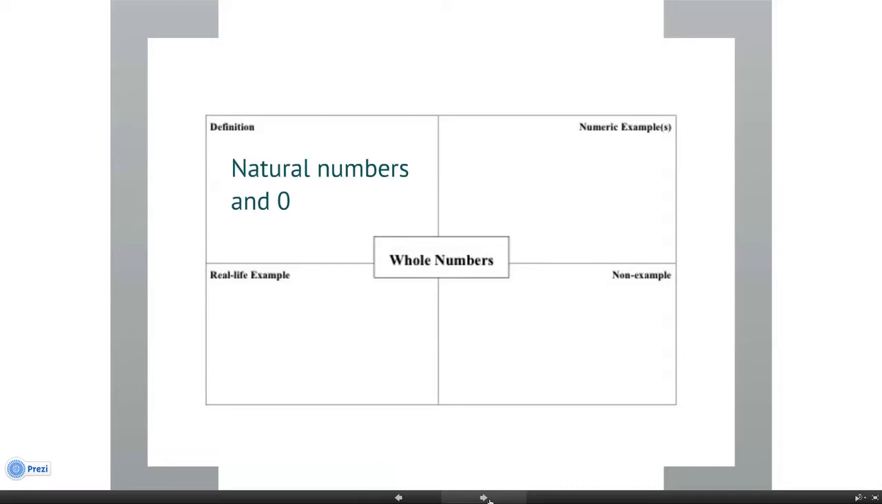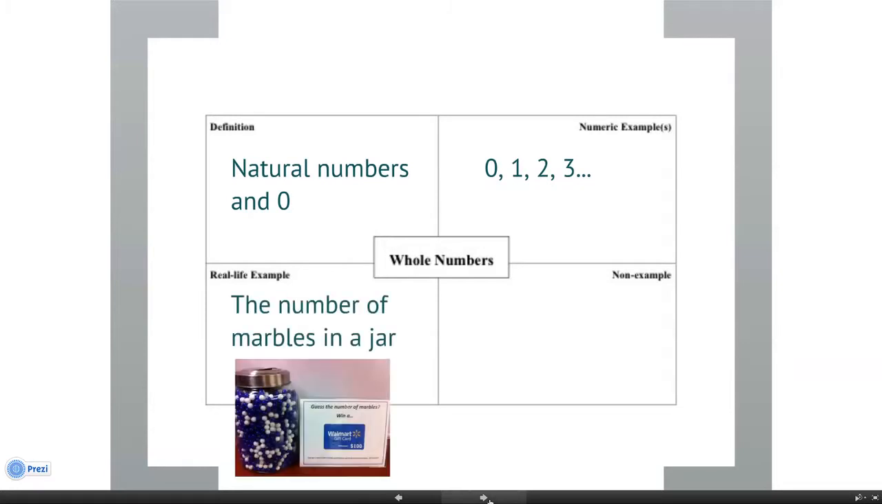So now we need some numeric examples of whole numbers. Who can give me some whole numbers? Yeah, it's just like before, but with 0. So 0, 1, 2, 3, and so on. So what about a real-life example of whole numbers? Who has some suggestions? Well, for me, I picked the number of marbles in a jar. You know those contests where you have to guess how many marbles are in a jar? It's always going to be a whole number, but it could also be 0. It could be an empty jar with 0 marbles in it.